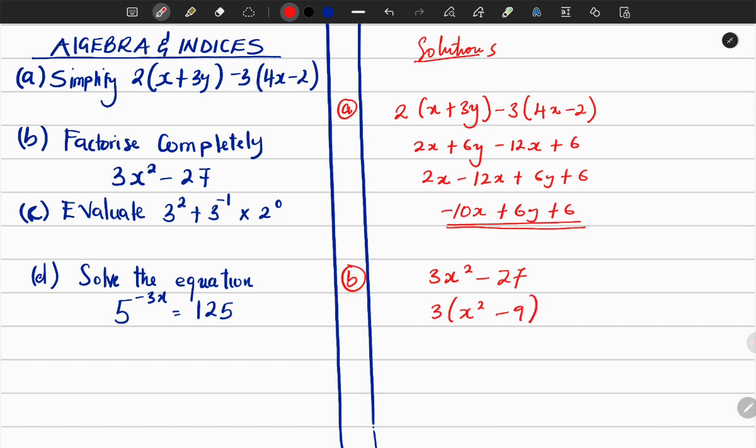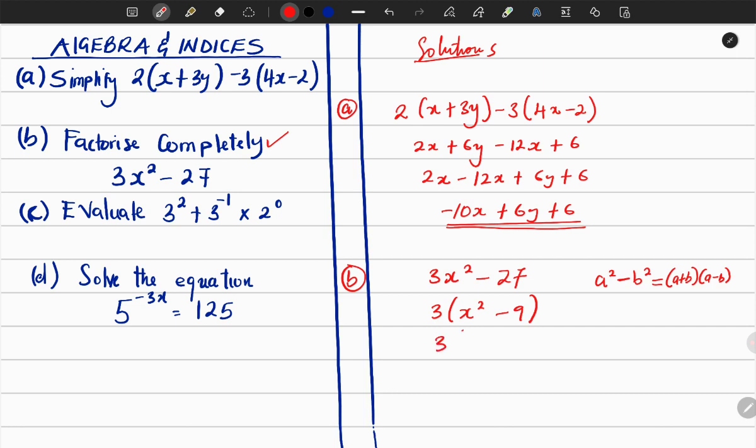But again, ask yourself, can I still factorize this? Because the question is asking us to factorize completely. Well, yes. We have a situation of this nature, where this is a square, and that's a square, and this is a minus. That's what we call the difference of two squares. And how do we factorize it? We just do it like this, where a and b are the square roots of these squares.